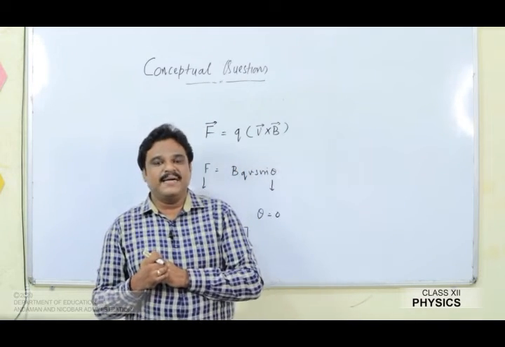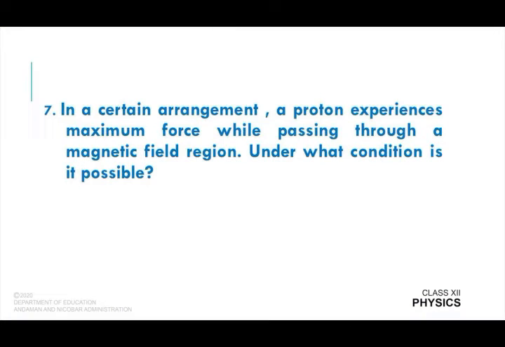So I am going to get into my next question. What the next question says: in a certain arrangement, a proton experiences maximum force while passing through a magnetic field region. Under what condition is it possible? So once again it is the second set of question. I am going to repeat it back. In a certain arrangement, a proton experiences maximum force while passing through a magnetic field region. Under what condition is it possible?